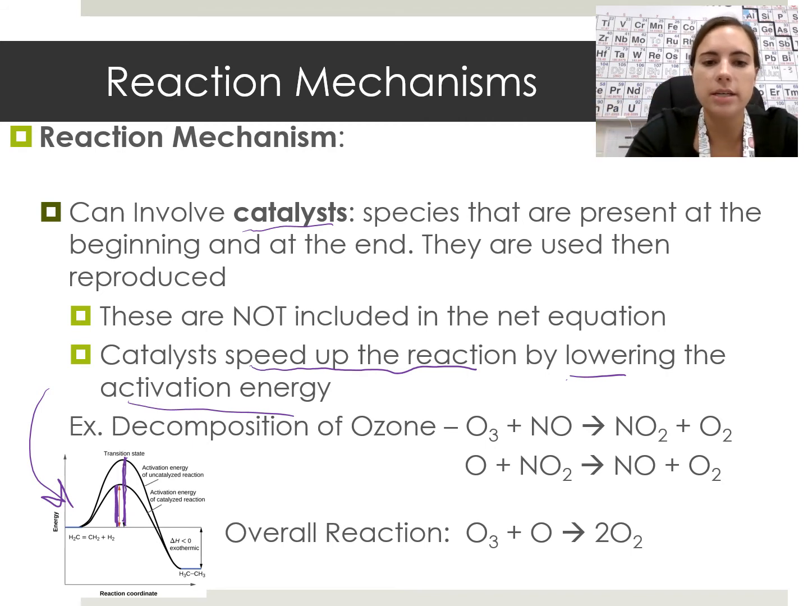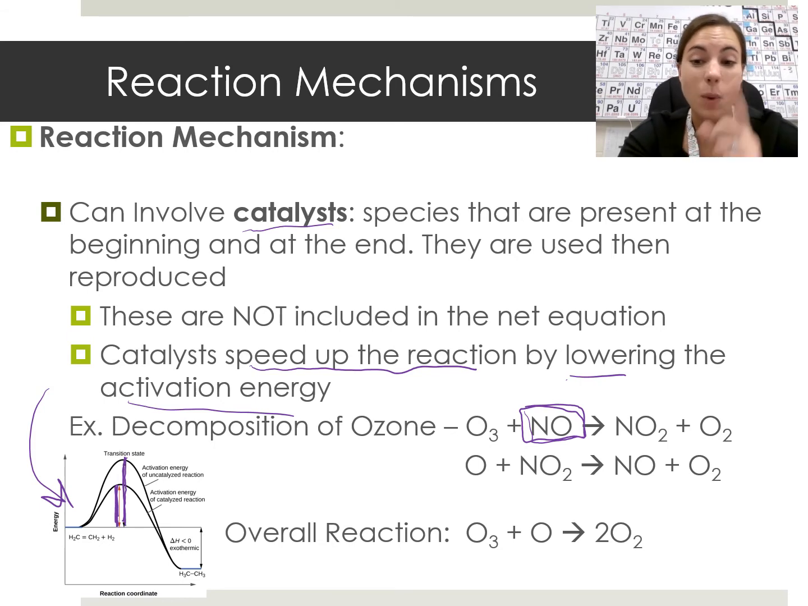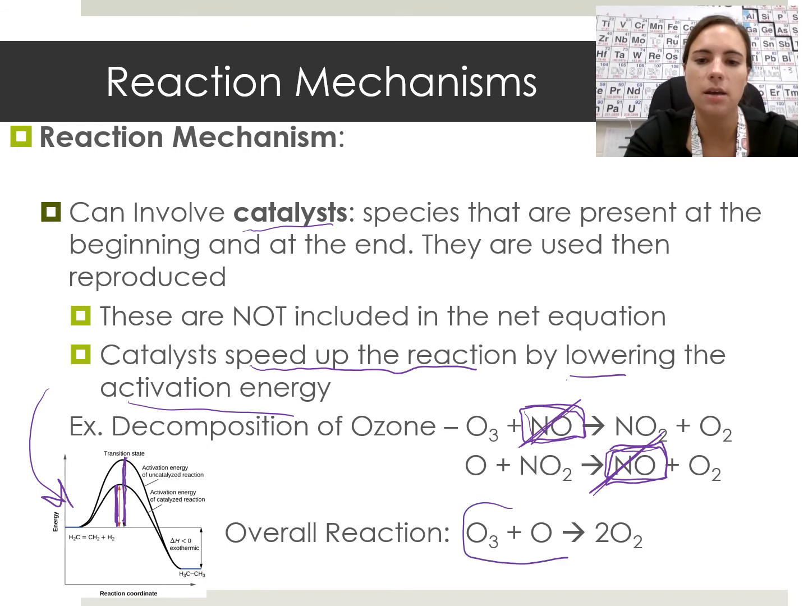So if we look at this decomposition of ozone again, it's the same reaction we've been talking about, but now we're talking about the catalyzed version, because now we have something called nitrogen monoxide, which is a catalyst. So it causes the ozone to decompose faster. That's why it's an air pollutant. Okay, so we see that nitrogen monoxide is present at the beginning and then it is present at the end. But what that means is it actually cancels out and is not in the overall reaction.